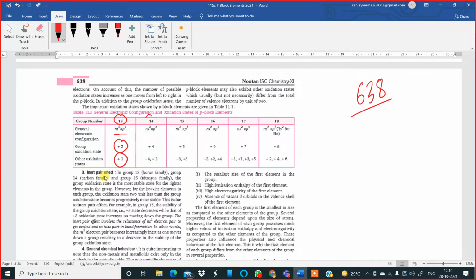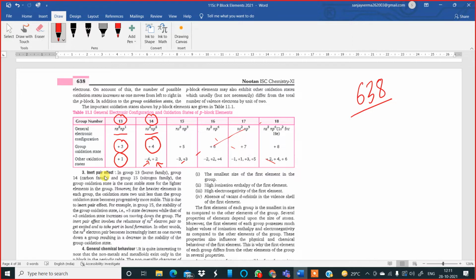At the same time, if you look at group 14, the general electronic configuration of the valence shell is ns2 np2. So 2 plus 2 is giving 4, so the group oxidation state is +4. The other oxidation states shown by group 14 elements are -4 and +2. These are all just for comparative purposes; this is not required for us.